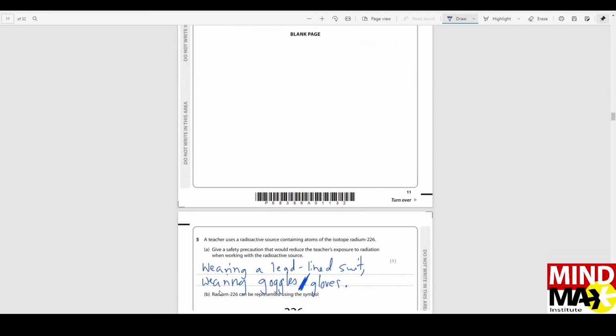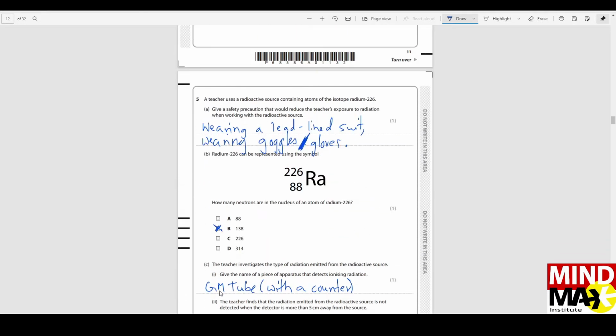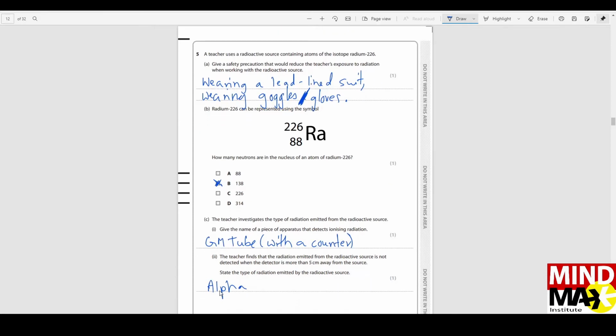Then give a safety precaution that would reduce the teacher's exposure to radiation. So the teacher can wear a lead-lined suit, that's the best one, and also can wear goggles, gloves, all the safety precautions, and also can use tongs if needed. Tongs to hold the radioactive substances. If the technician uses tongs, that would be better instead of holding it by hand.